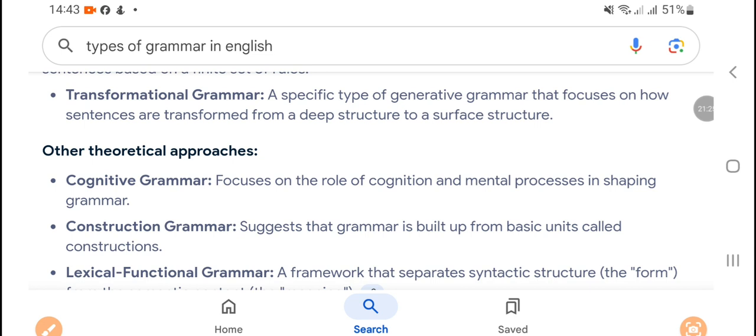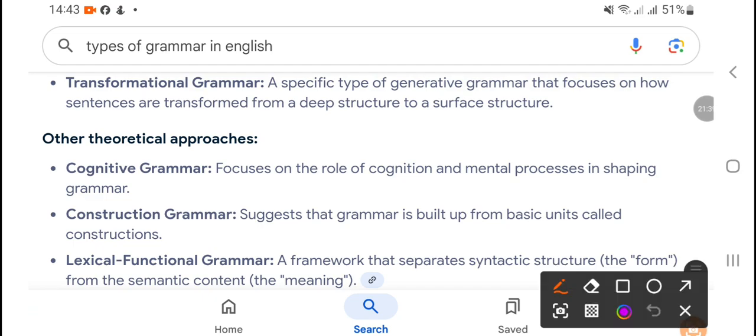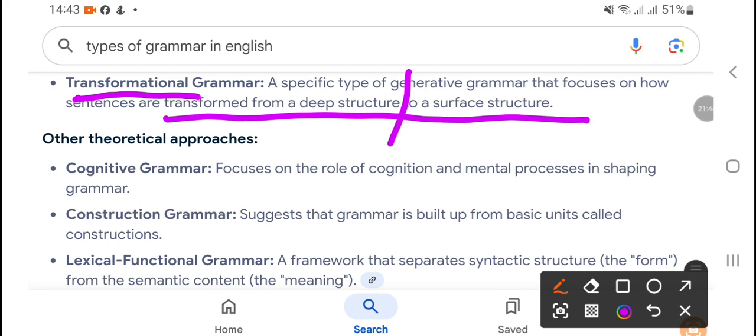Moving to the next, that is transformational grammar. A specific type of generative grammar that focuses on how sentences are transformed from a deep structure to a surface structure. Very important. Deep structure to surface structure means sentences are changed, modified according to time and situation, and that is called transformational grammar.